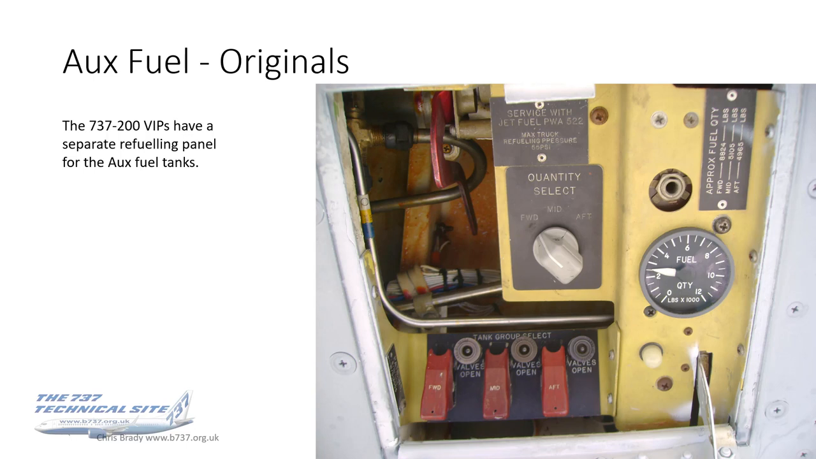The refueling panel for the auxiliary fuel tanks is separate from the main panel on the 200s, and again, that's what it looks like. You've got switches and override switches there.